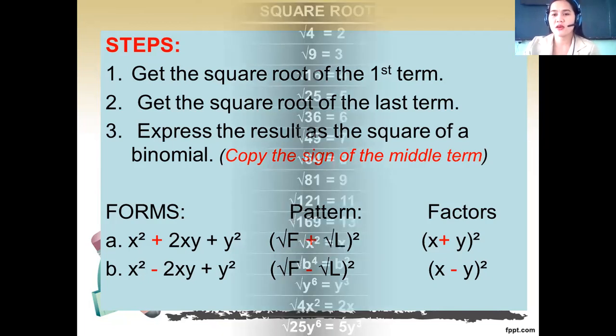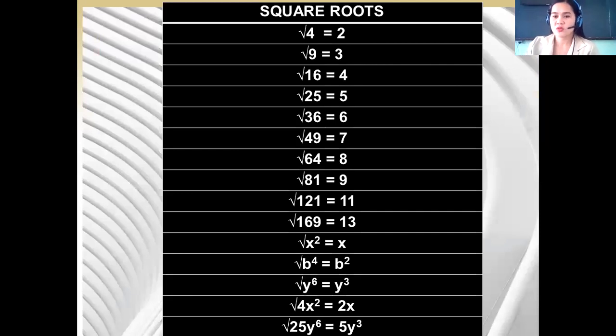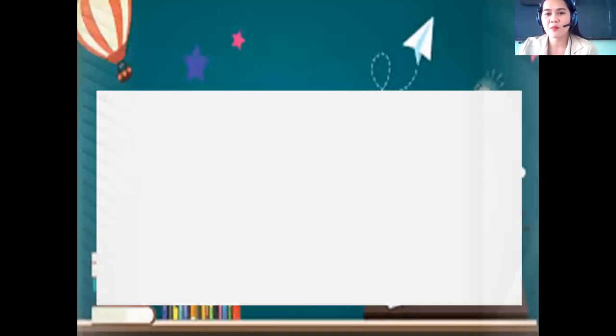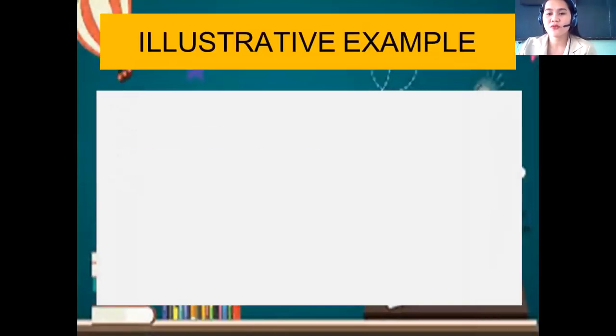So we have the square roots of perfect square numbers. If that is the square root of 64, then that is 8. The square root of y to the power of 6, that is y cubed. Next, we have the first example. Factor 4x squared minus 4x plus 1.